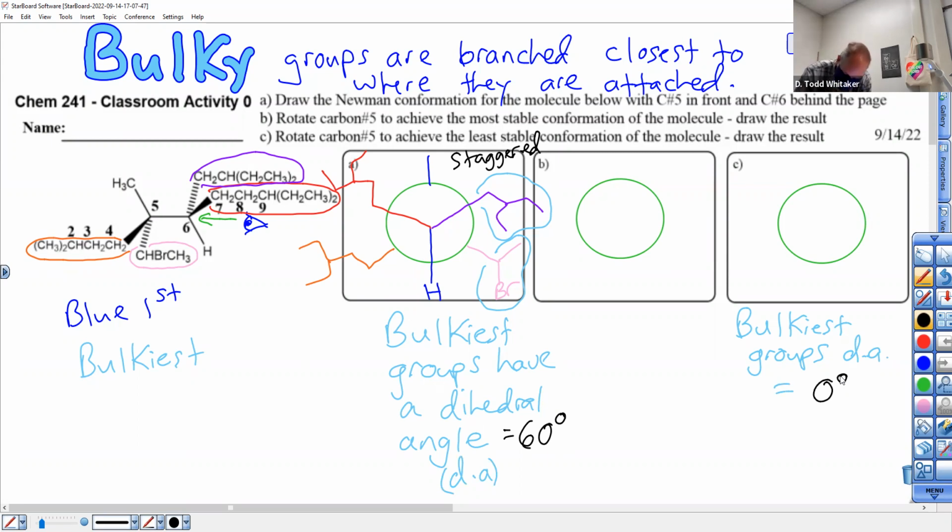And then what about the middle one where we're supposed to draw the most stable? What do you think the arrangement of the bulkiest groups is? They are as far apart as possible. What is the angle between two objects that are as far apart as possible? DA equals, say it again. You are correct.